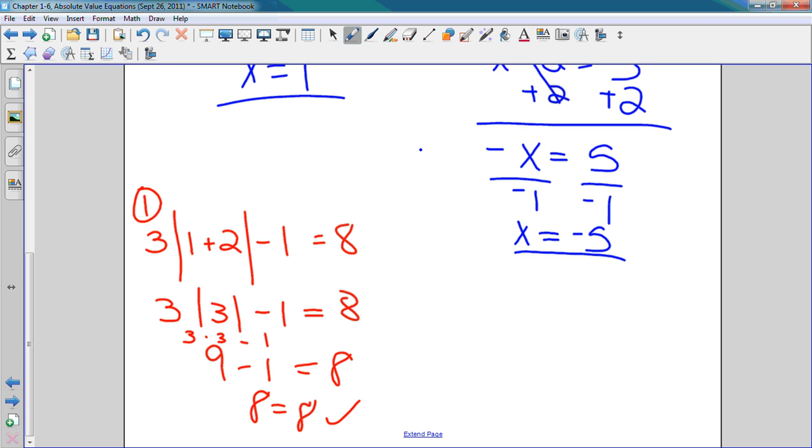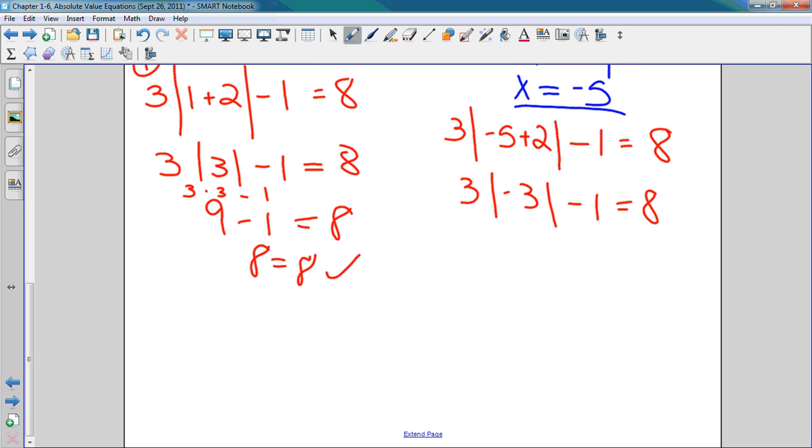Let's try the other one. So I have 3 times the absolute value of negative 5 plus 2 minus 1 equals 8. I messed up at first, it's plus 2, not plus 1. Negative 5 plus 2 is negative 3. Minus 1 equals 8. The absolute value of negative 3 is positive 3. 9 minus 1 equals 8.